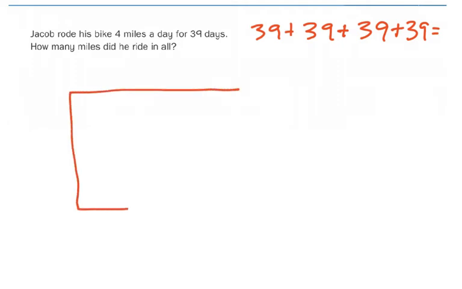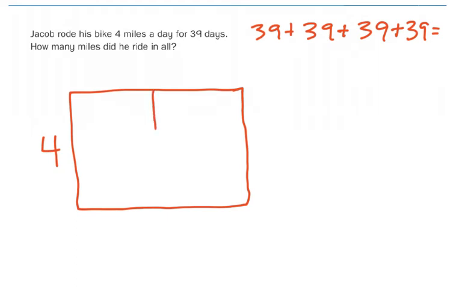Now I need you back on your whiteboard. I have a problem here that says Jacob rode his bike 4 miles a day for 39 days. How many miles did he ride in all? So what I'm going to do is multiply. I could take 39 plus 39 plus 39 plus 39 for the 4 days, but guess what? Multiplication is a much more efficient way than repeated addition. So what I'm going to do is go ahead and draw a box. So on your whiteboard, would you draw a box? I'm going to write the number 4 for 4 miles.